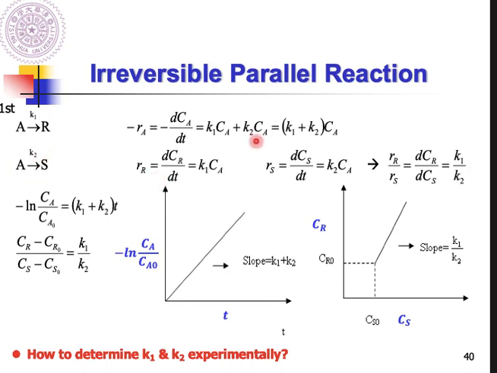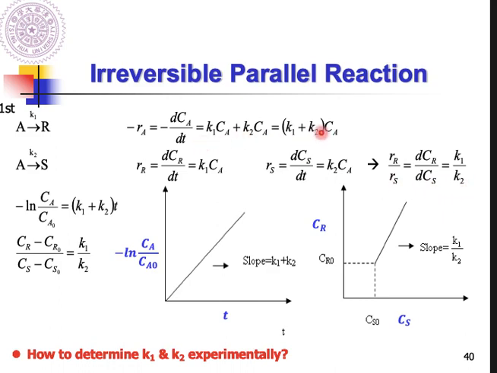Yes, you can measure the consumption rate of reactant A, and you also can measure the generation rate of products R and S. So RR equals K1 CA and RS equals K2 CA, because we already assume they are first order elementary reactions. Based on these results, I just divide one by the other: RR divided by RS gives dCR divided by dCS, which equals K1 over K2. So now I have two equations and two unknown parameters.